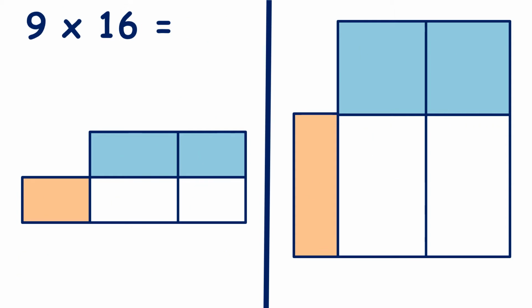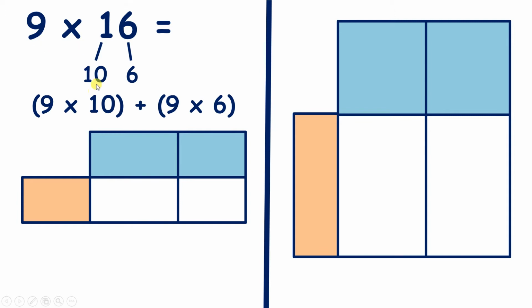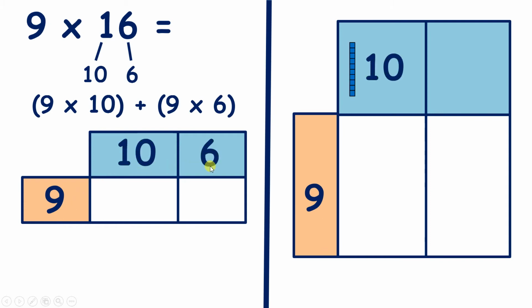Now pause the video and see if you can answer 9 times 16 using the grid method. So we can partition 16 into 10 and 6. So we can do 9 times 10 and then 9 times 6 and then add up our answers. So we can write our single digit number at the side of our grid and our partitioned number on the top.